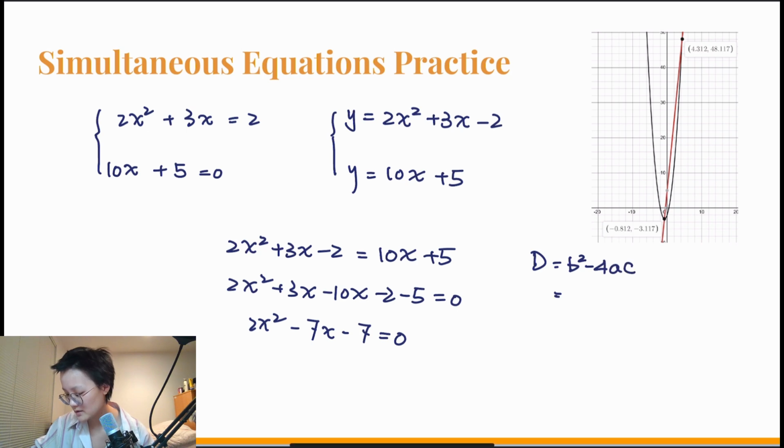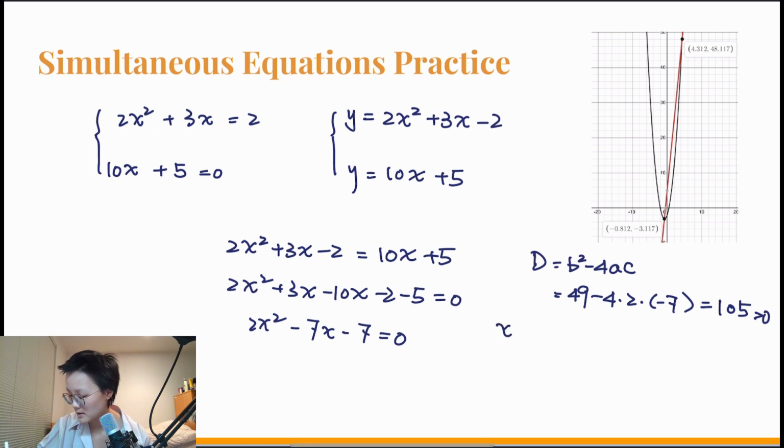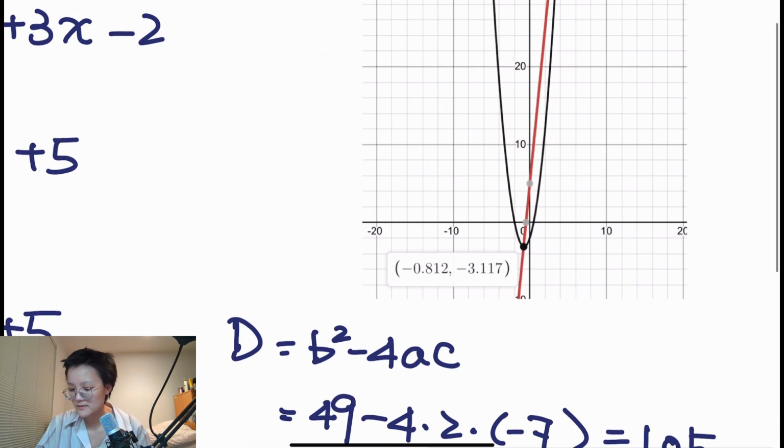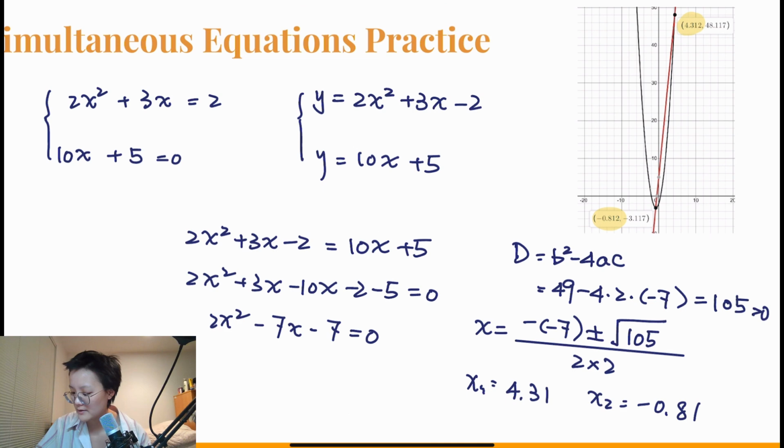First of all, checking the discriminant is greater than 0, so we could proceed. x equals negative b. What is the value of b here? Negative 7, right? Plus or minus the square root of this discriminant, over 2a. Sorry, x1 equals 4.31. x2 equals negative 0.81. And comparing this graph, we found, yes, indeed, they intersect at these two points.